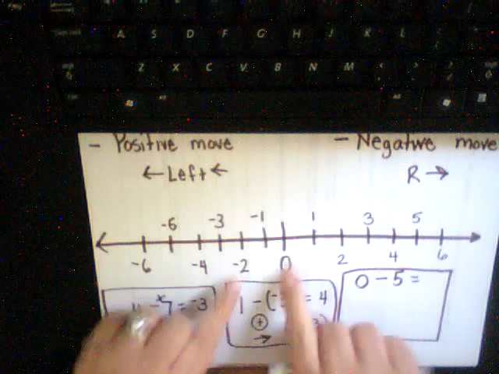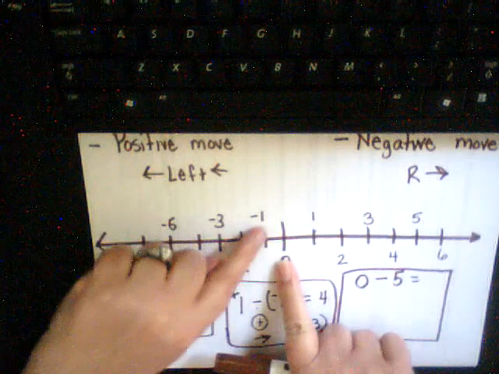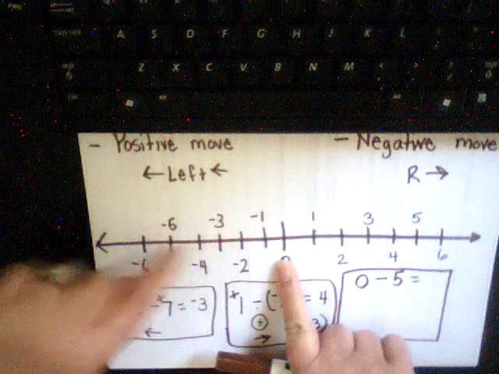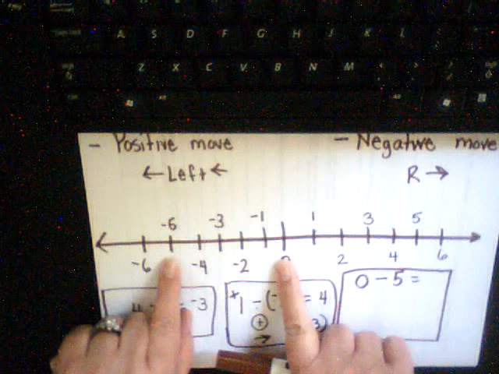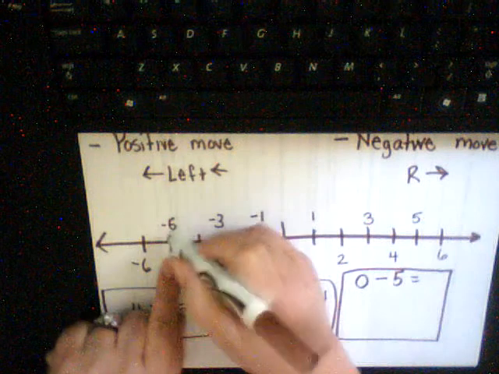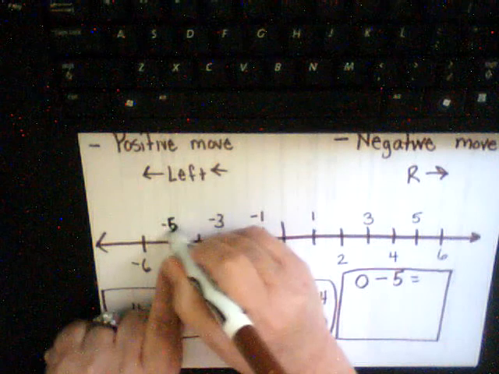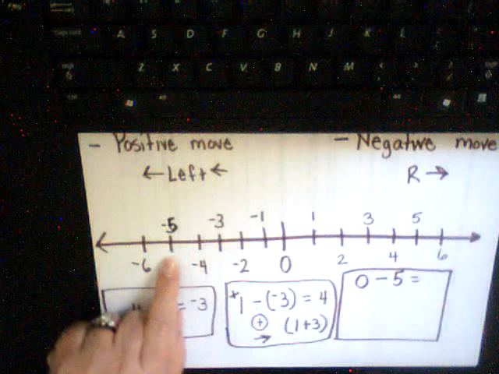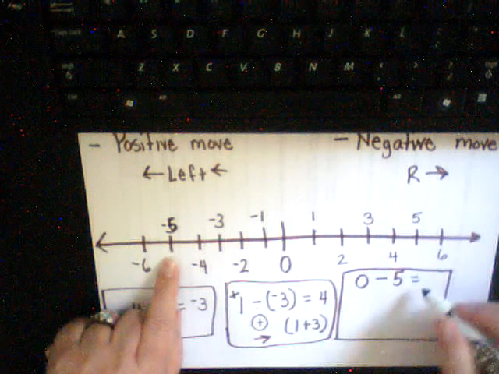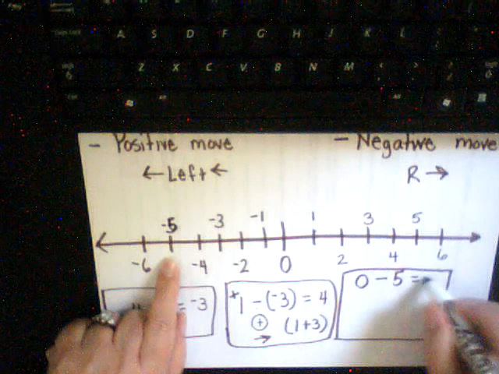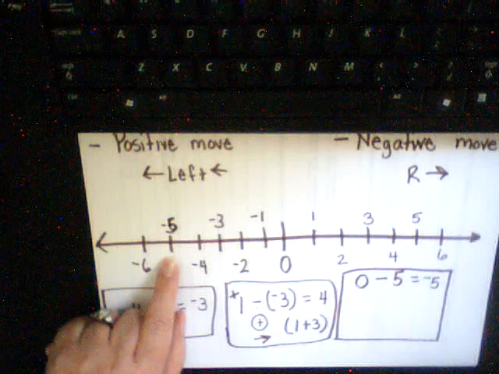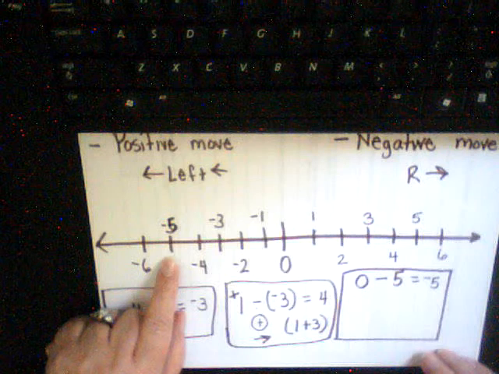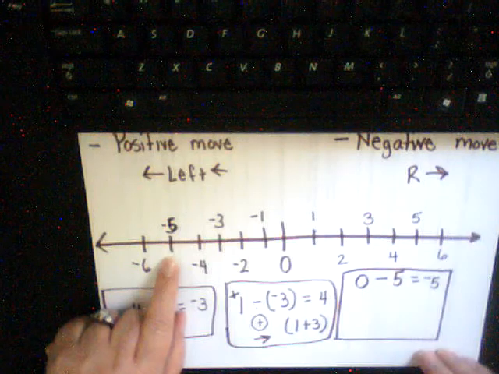So I'm going to put my finger here on 0, and I'm going to go 1, 2, 3, 4, 5. And we come to negative 5. That looks like a 6, but it's actually a 5. There, that looks more like a 5. So our answer is negative 5. Okay, one more.